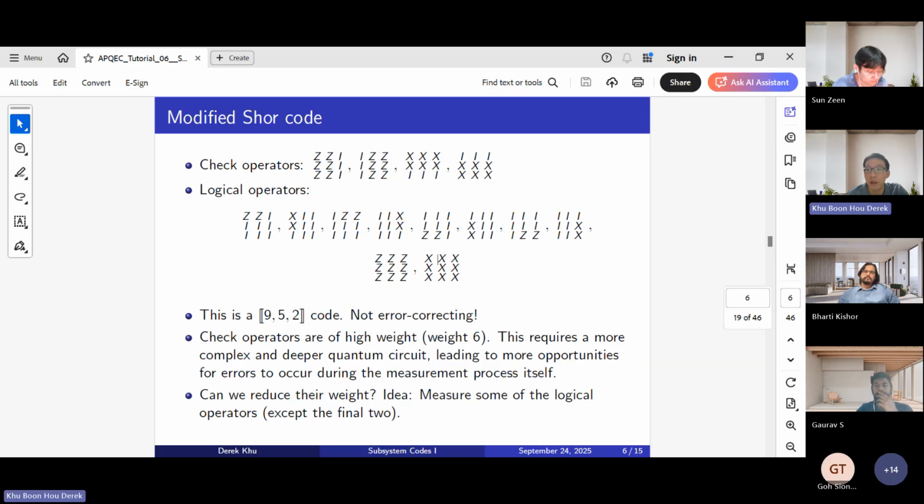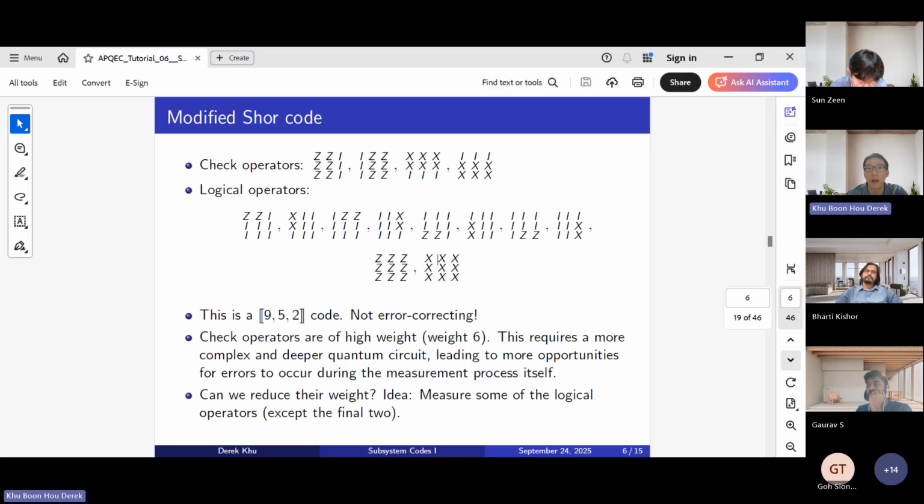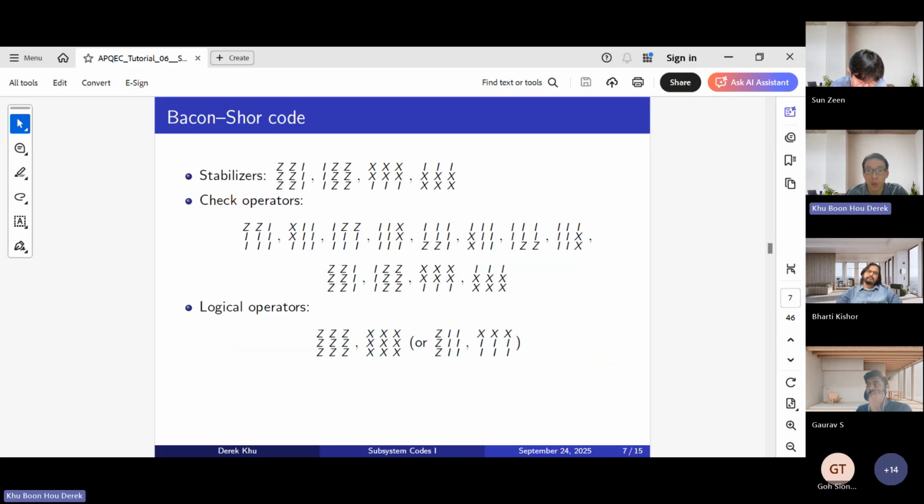Okay. So, let's see what we get when we try to add more check operators. This is what we call the Bacon-Shor code, or specifically the 3x3 Bacon-Shor code. The stabilizers are what we have from before, these 4 stabilizers. So these are the check operators from before, right? These check operators. And what are the actual check operators we want?